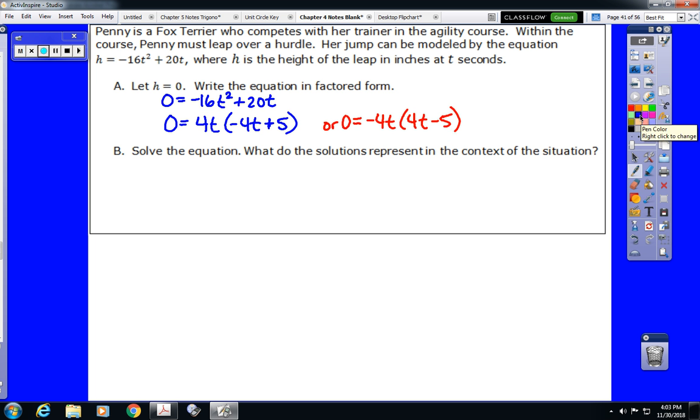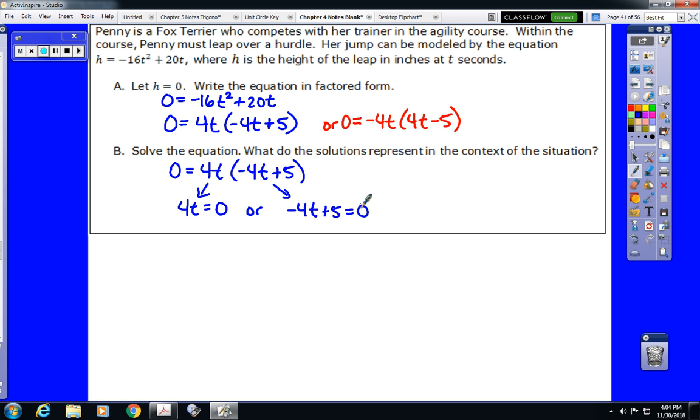Part B says solve the equation. So we're going to take our equation, I'll use the first one, and we need to apply the zero factor theorem. 4t equals 0 or negative 4t plus 5 equals 0. And we solve them just like we did on the previous page. So on the first problem, we would divide each side by 4, which would give us t equals 0.